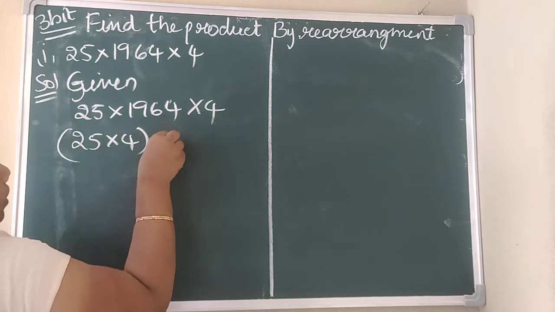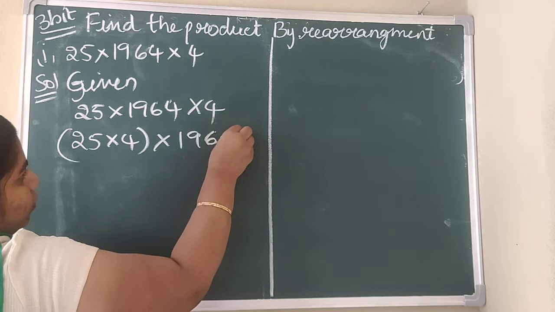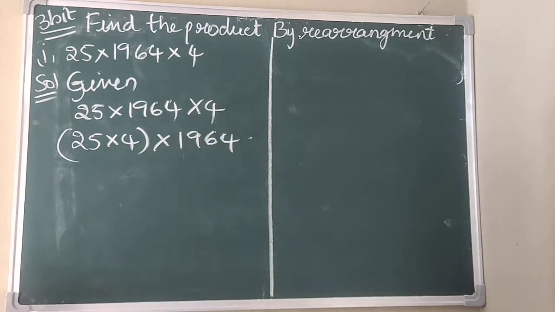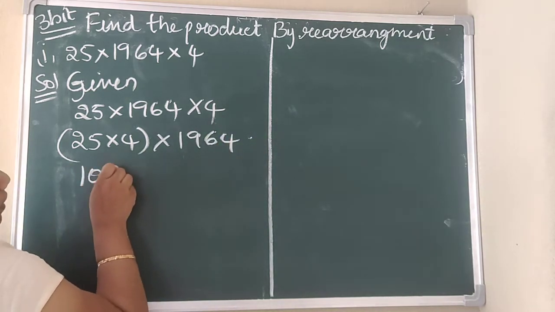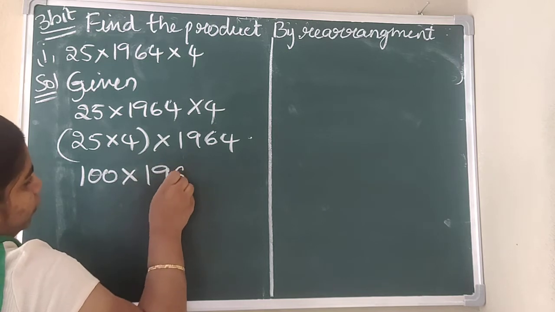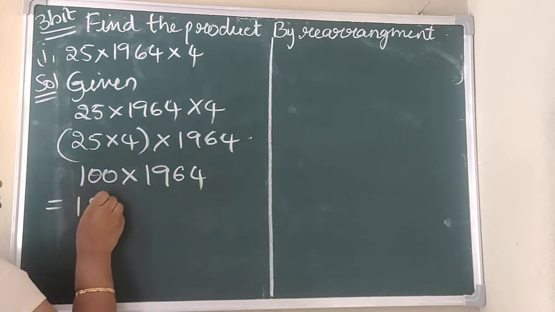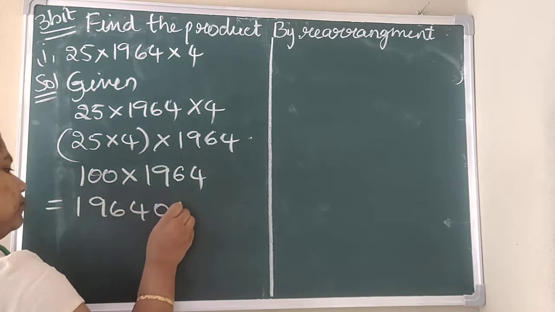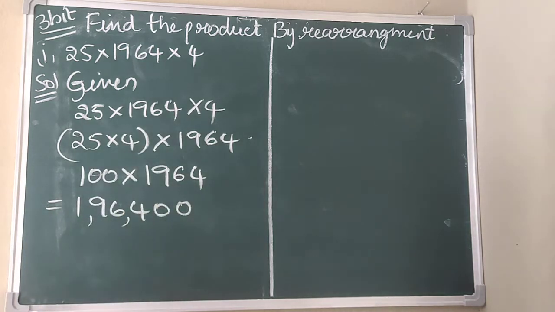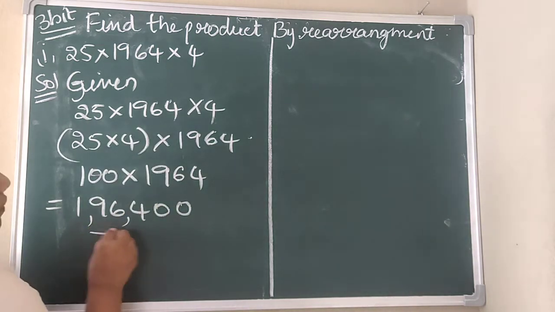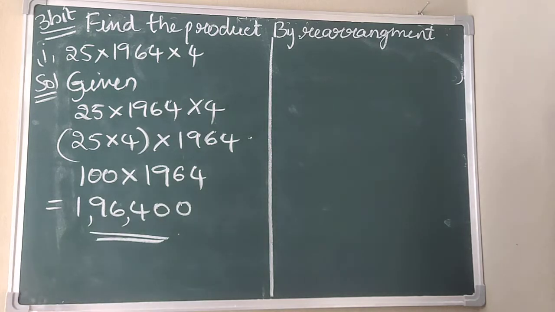25 into 4 into 1964. So 25 into 4 will be 100, and 100 into 1964 will be 1,96,400 is our result. So this is our first one.